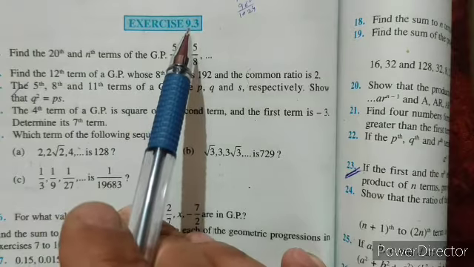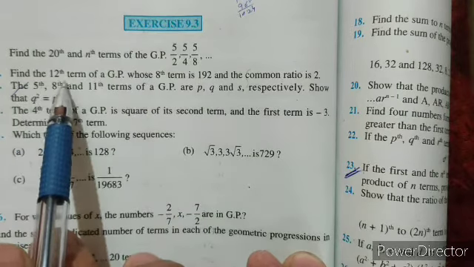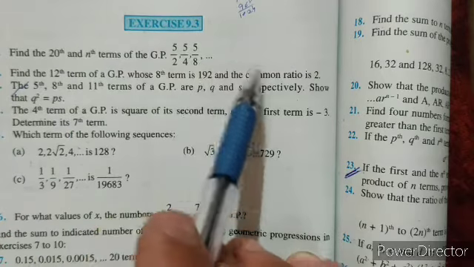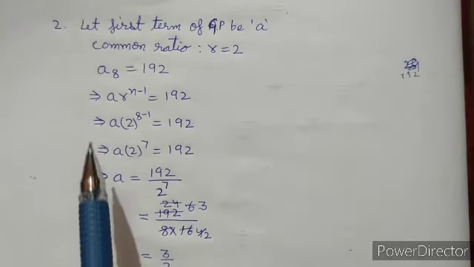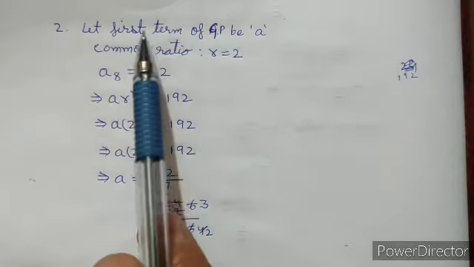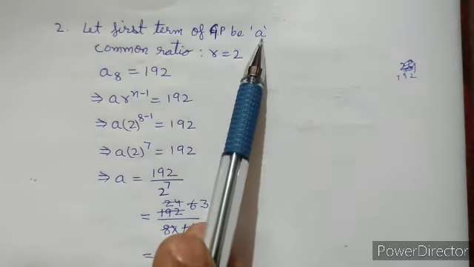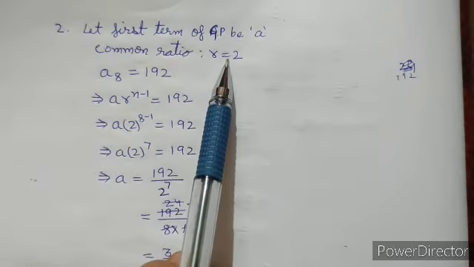Now come to exercise 9.3. In the second question, we have to find out the 12th term of GP whose 8th term is 192 and the common ratio is 2. Now the first term of GP is not given to us, so let the first term of GP be A. Now the common ratio, that is R, is given to us as 2.